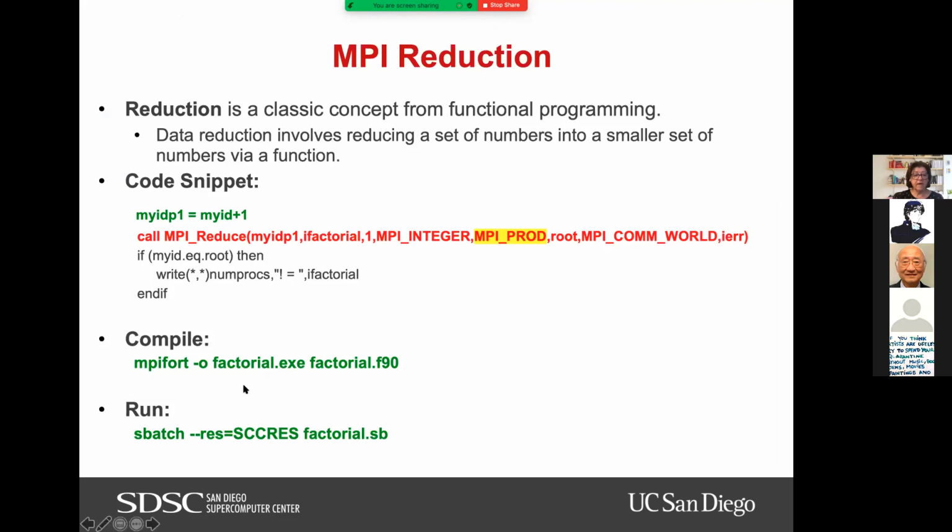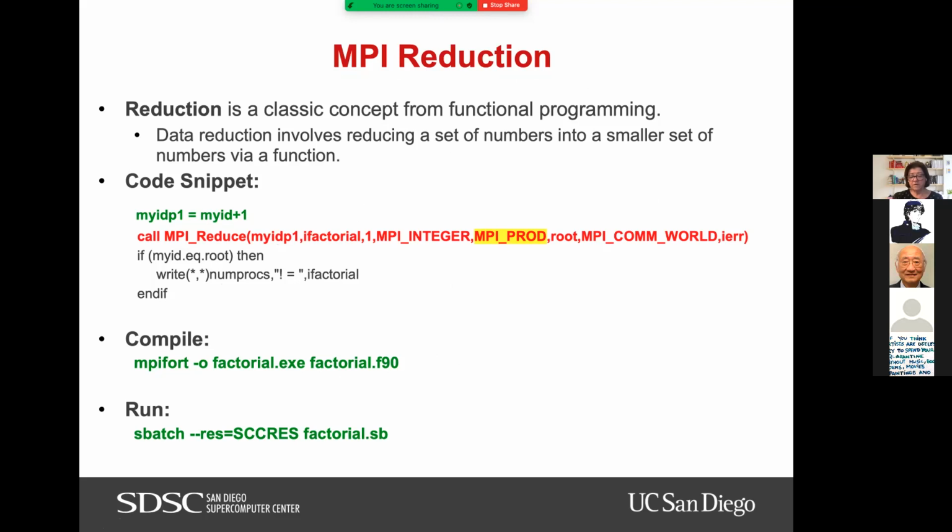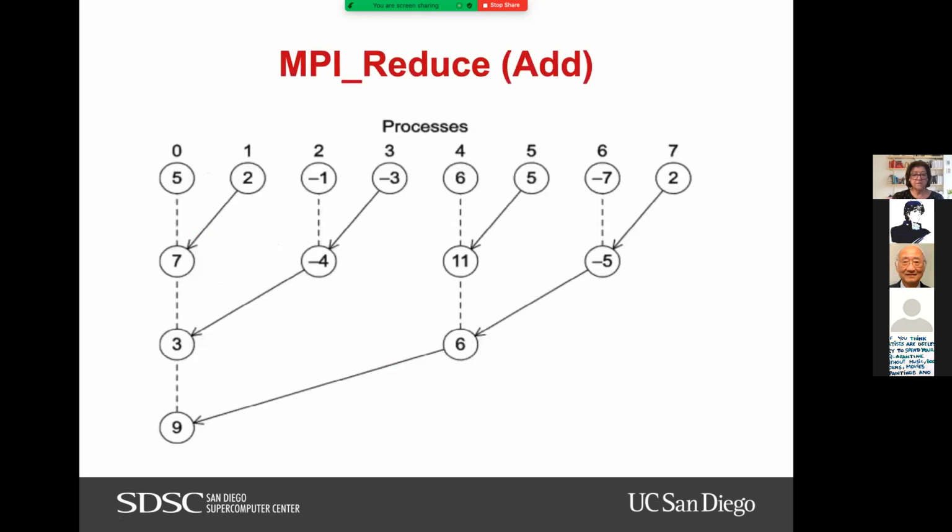Reduction, we talked about that in our Pi code. This one is from a different example called factorial, where each of the cores does some subchunk of work in the factorial, and we multiply the data and bring it back to the root process, which prints out the factorial value. You could take a look at factorial. Again, it's in your examples.